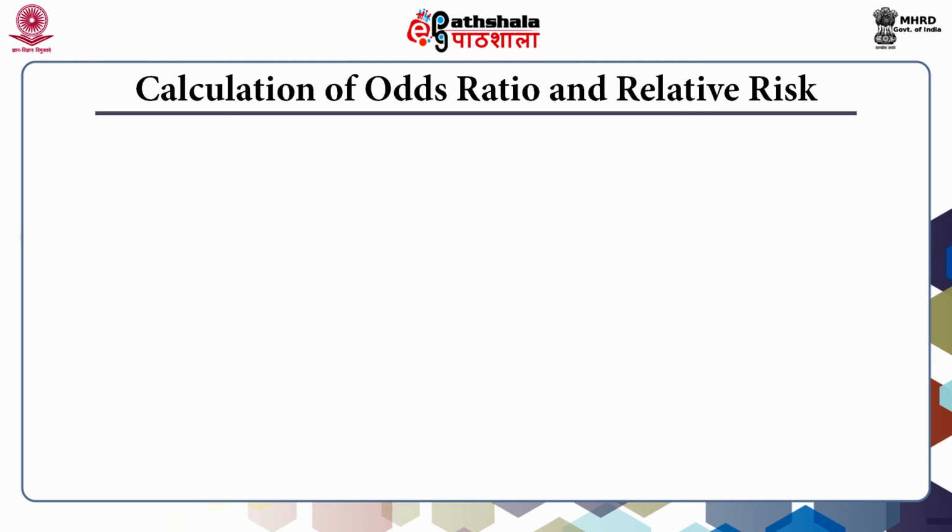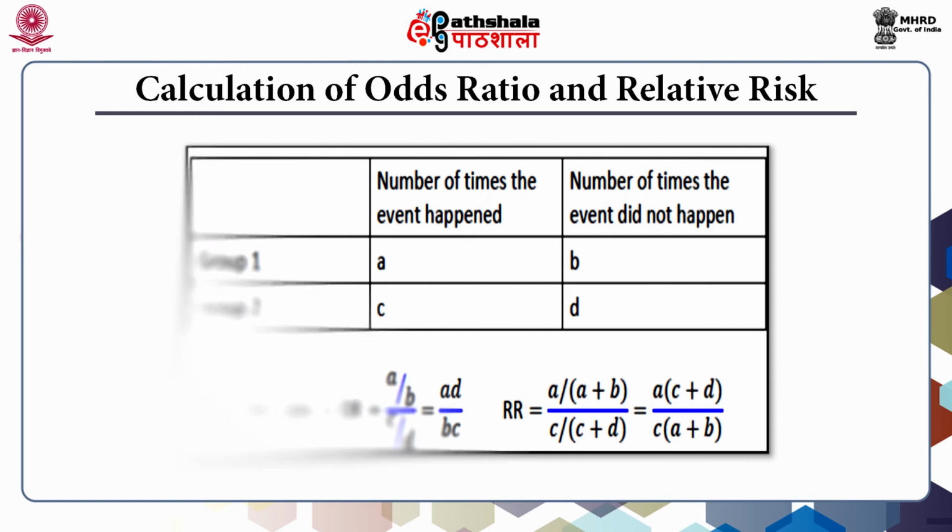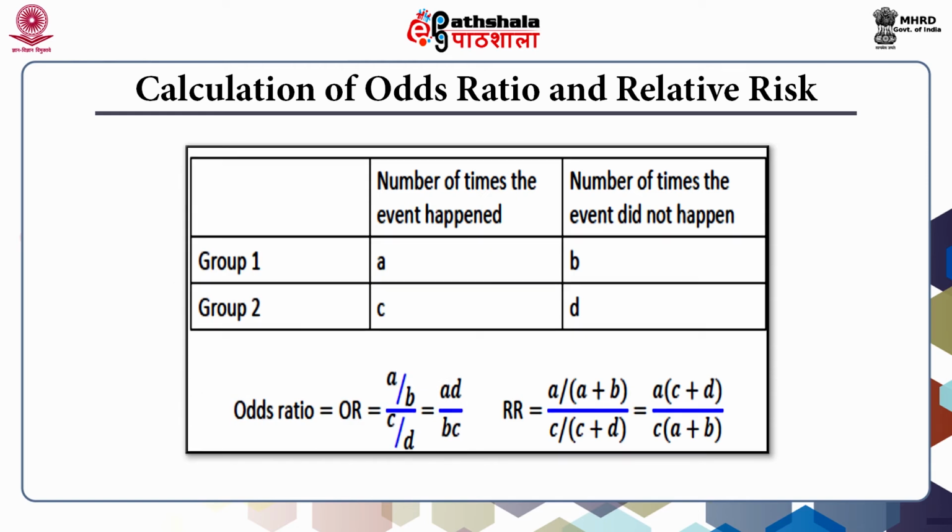Calculation of odds ratio and relative risk. In this slide, let us consider two groups, group 1 and group 2. The number of times the event happened in case of group 1 be A and that in case of group 2 be C. The number of times the event did not happen in group 1 be B and that in case of group 2 be D. The odds ratio is given as AD divided by BC, whereas the relative risk is given as A into (C plus D) divided by C into (A plus B).